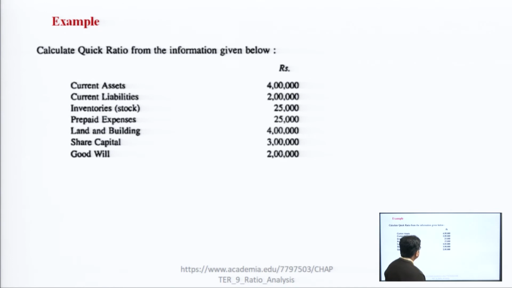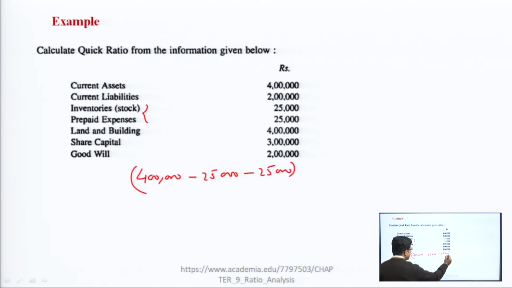Use this formula. Okay, here it is given that 4 lakhs is already given as current assets. We have 2 things which we want to leave out here, that is inventory and prepaid expenses. So less 25,000 inventory, minus 25,000 prepaid. This is our current asset. We are calculating the liquidity ratio. Now divided by current liability, which is 2 lakh.